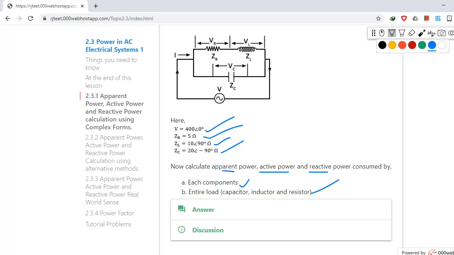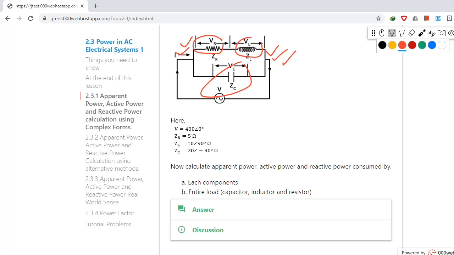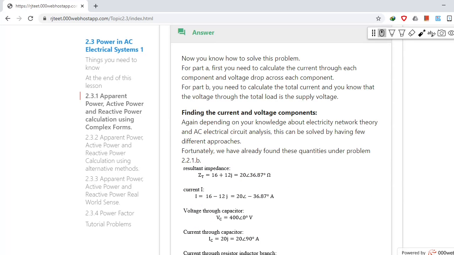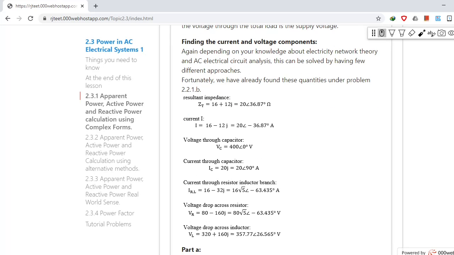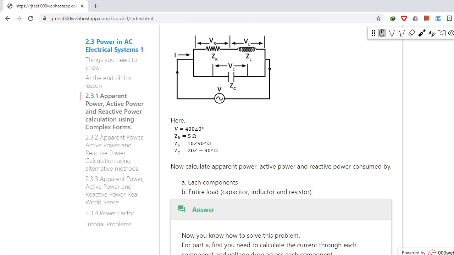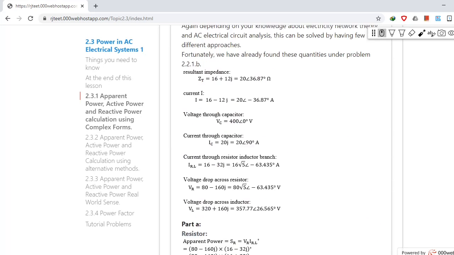Again, what we're going to do here is first consider each load as an individual load and calculate their apparent, active and reactive powers. Then we are going to consider the entire load and calculate the apparent, active and reactive power. It's really simple, same as the previous one, so maybe you can do it by yourself. And fortunately here I have already found the current and voltage values for each component. So actually we have done this in the previous section 2.2.